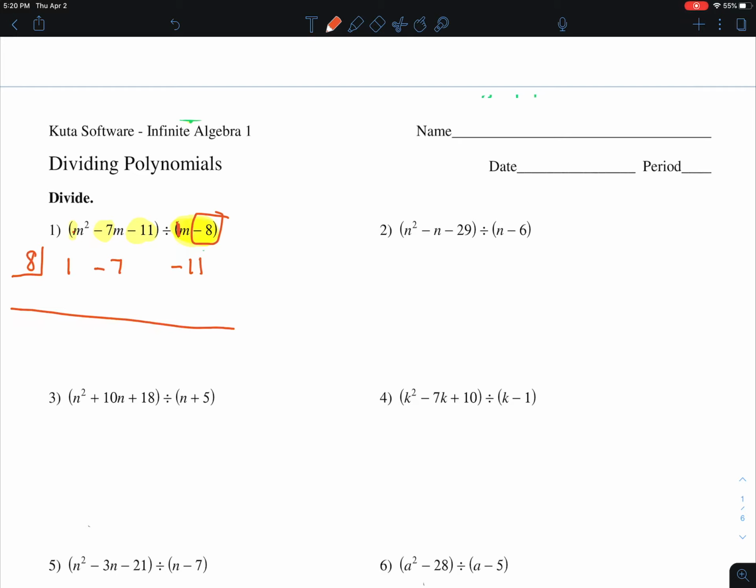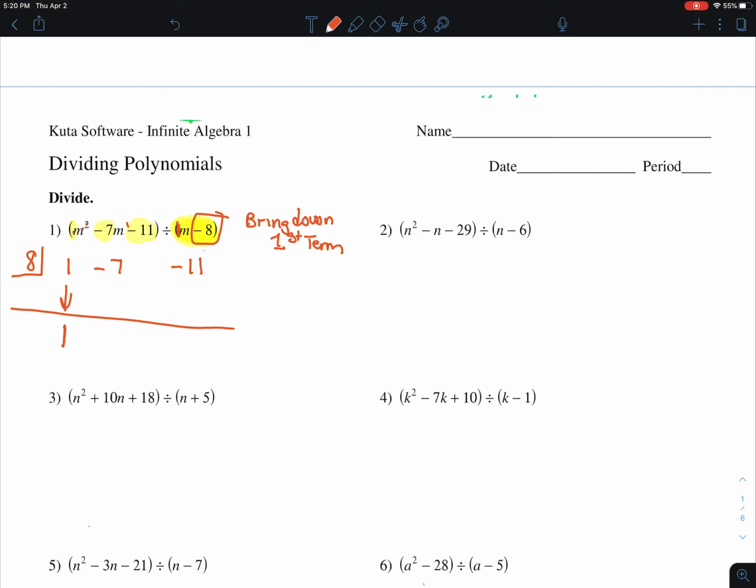Now, just like long division, every term has to be represented here. So it has to be in decreasing order: squared, 1, and then a constant. Okay? So our first step in this is just to bring down the 1. See, easy peasy? So we bring down the first term. Maybe I should write some steps down. Bring down first term.